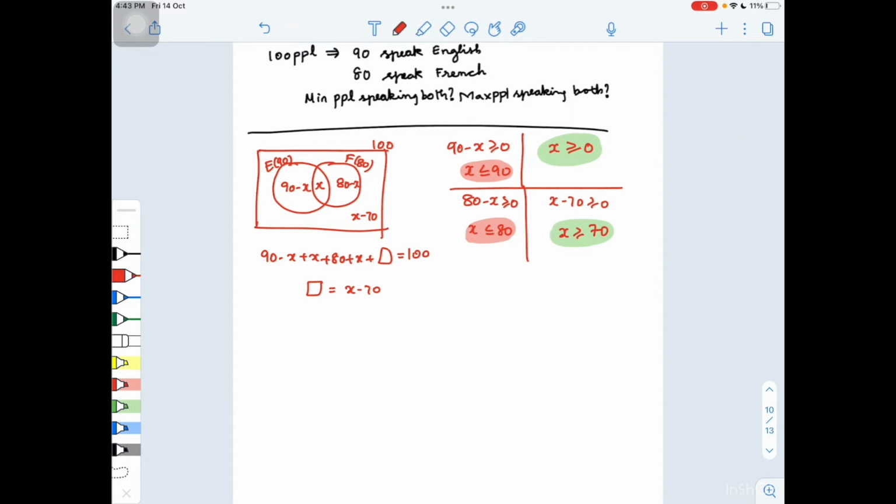Which is the most pressing upper bound for X? X has to be less than or equal to 80, because if this condition is satisfied, automatically the other condition will get satisfied. Similarly, which is the most pressing lower bound condition?